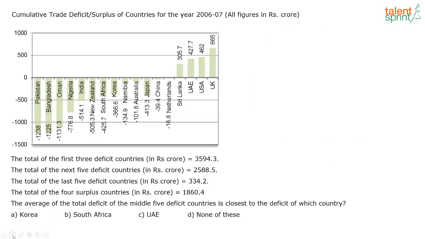Next one. The average of the total deficit of the middle 5 deficit countries is closest to the deficit of which country? So middle 5 means which are the middle 5 that you have to find out first. See, totally there are 13 deficit countries, correct?